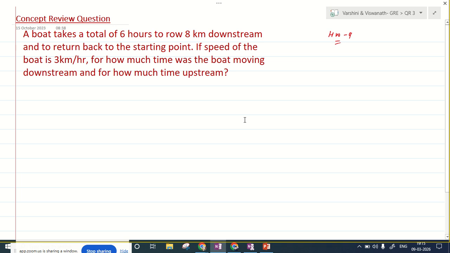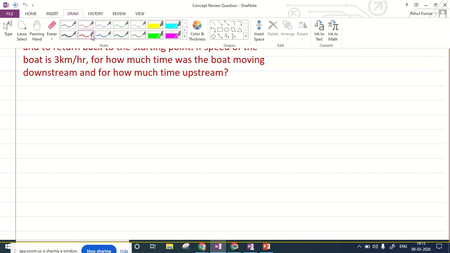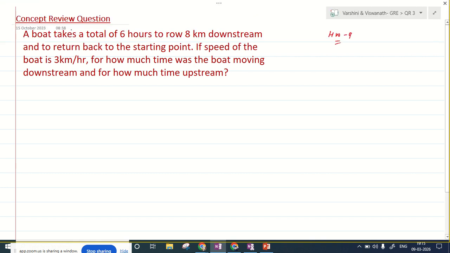Fine. Let's discuss this question. This was the homework question, right? The question reads: a boat takes a total of 6 hours to row 8 kilometers downstream and to return back to the starting point. If the speed of the boat is 3 kilometers per hour, for how much time was the boat moving downstream and upstream?